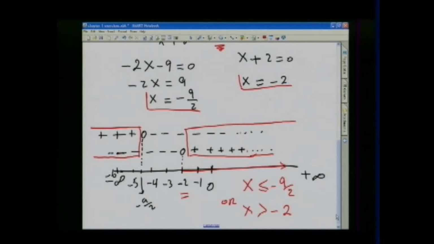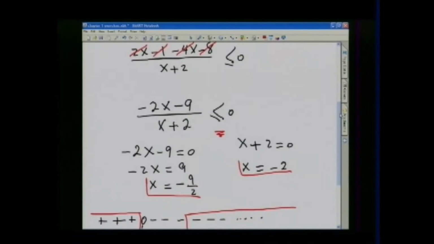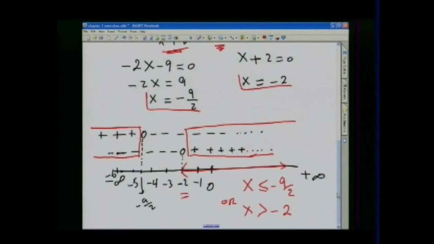In this direction, we put parentheses. Again, of course, it cannot be equal to minus 2, because when it is minus 2, the denominator, as you can see, would be 0, and anything divided by 0 is undefined. So it cannot be equal to. And on the other hand, from 9/2, you put a bracket to the left, and that would be the answer. So the only place we do not have the answer is between minus 9/2 and 2. Everything else is an answer.